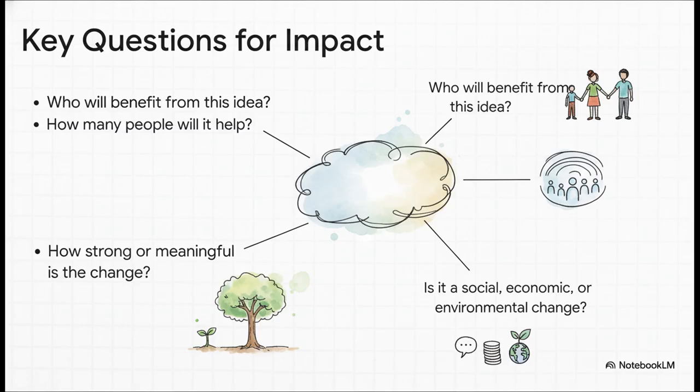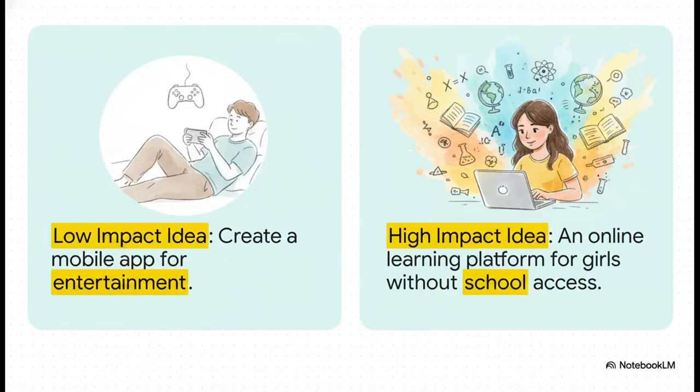Now, what I love about this is how it forces you to get specific. Don't just wave your hands and say your idea has impact. No, you've got to ask yourself, who specifically am I helping here? Are we talking about a small group or a huge community? And is the change just a small convenience, or is it a truly life-altering opportunity? And this illustrates the difference perfectly. An entertainment app, look, it might be fun, but its impact is relatively small. But an online learning platform for girls who are denied an education, wow, that has a massive social impact. It creates opportunity, it promotes equality, and it can literally change lives for generations to come.